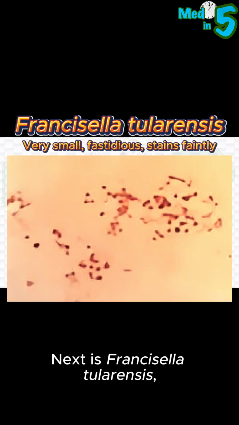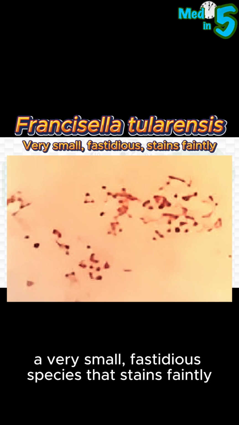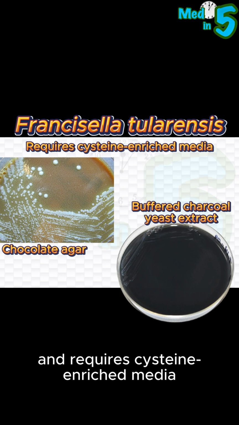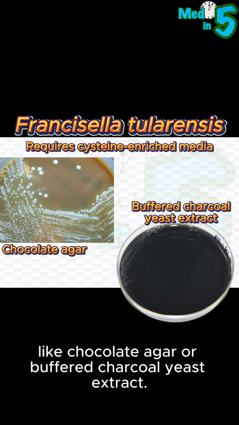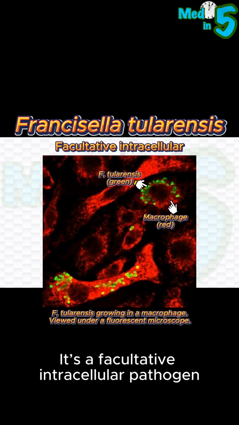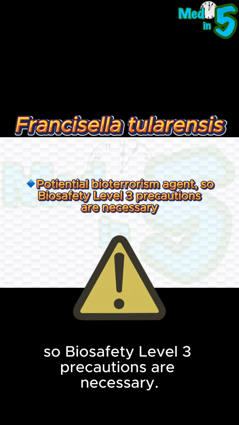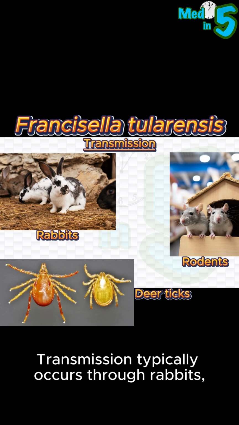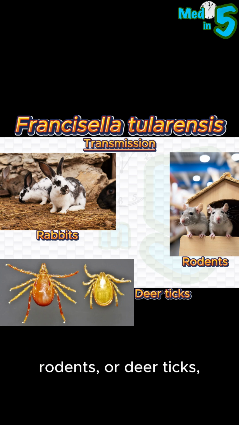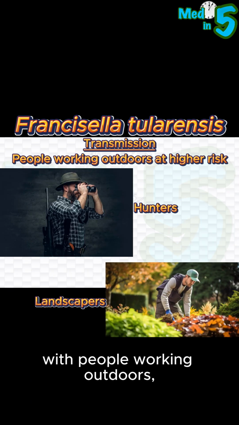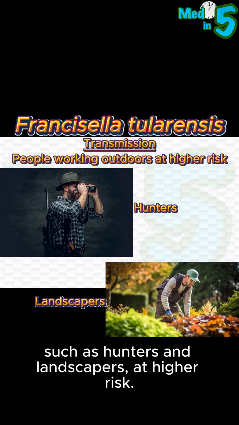Next is Francisella tularensis, a very small, fastidious species that stains faintly and requires cysteine-enriched media like chocolate agar or buffered charcoal yeast extract. It's a facultative intracellular pathogen and a potential bioterrorism agent, so biosafety level 3 precautions are necessary. Transmission typically occurs through rabbits, rodents, or deer ticks, with people working outdoors, such as hunters and landscapers, at higher risk.